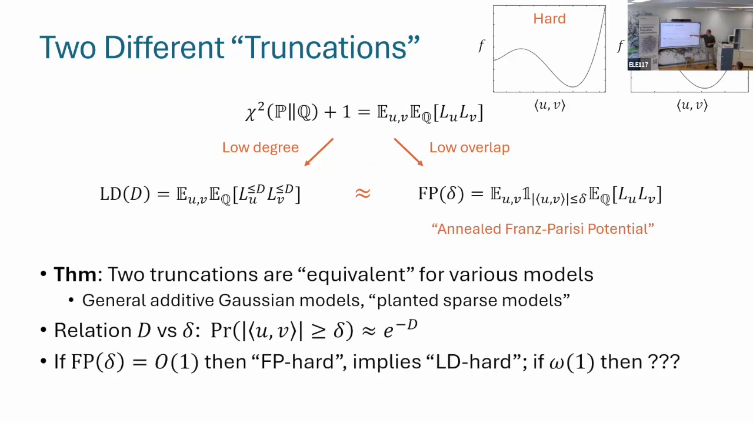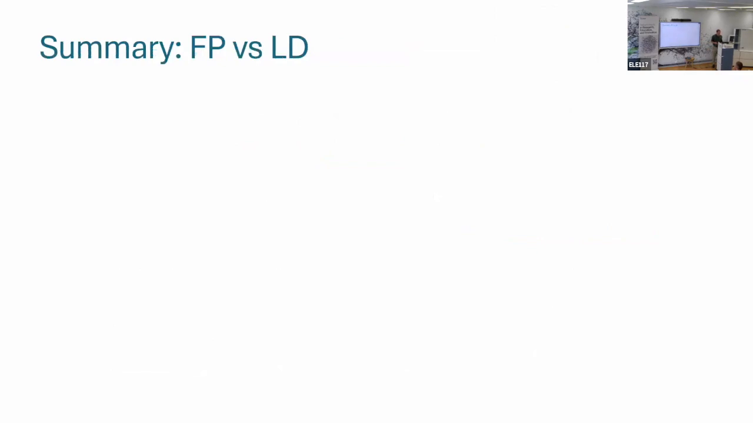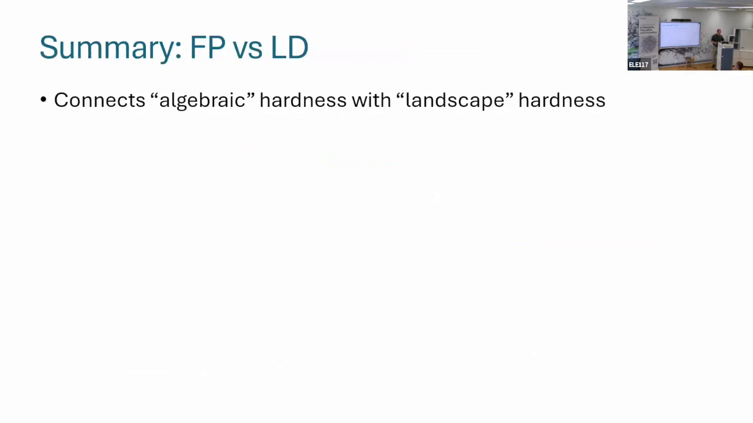Okay, and so the interpretation for this value is the same as for chi-squared divergence and everything, right? If this thing is bounded, if it's order 1, then we call this Franz-Parisi hard, which in some cases provably implies that it's also low degree hard. And then again, if this blows up, it's inconclusive. We don't know.